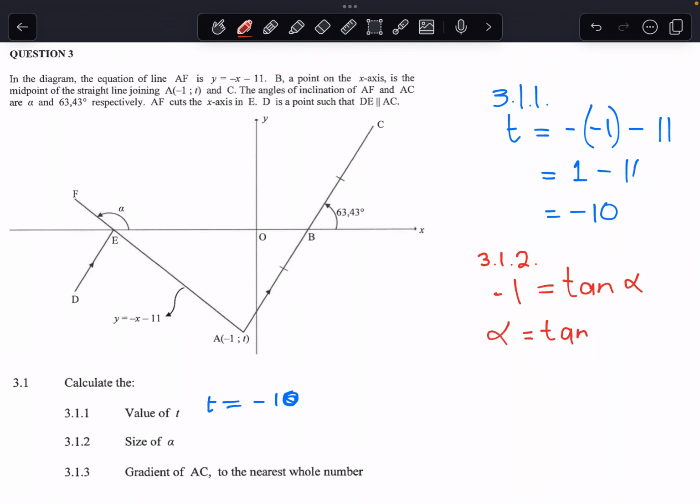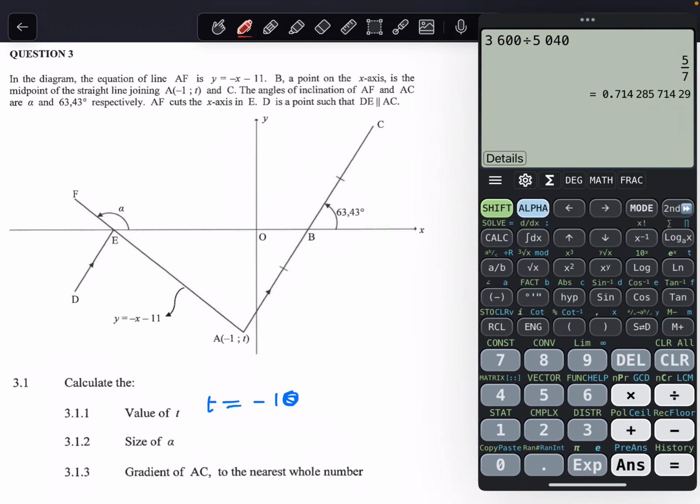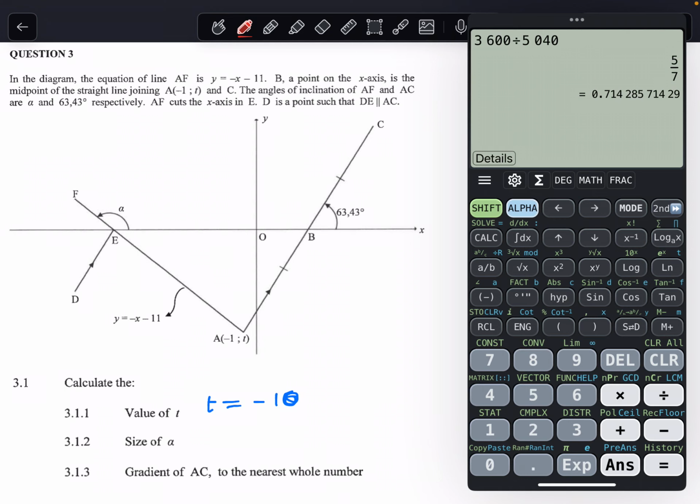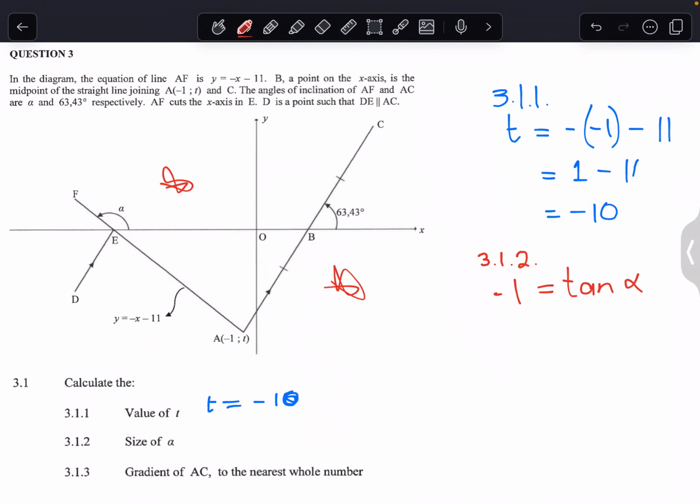Well, interesting. I almost jumped right into that. Actually, interestingly, I wonder, inverse of, shift tan of negative 1. It gives you negative 45, so it gives you the angle in this quadrant, but you actually want the angle in that quadrant, so we need to be a bit smarter with our trig knowledge.